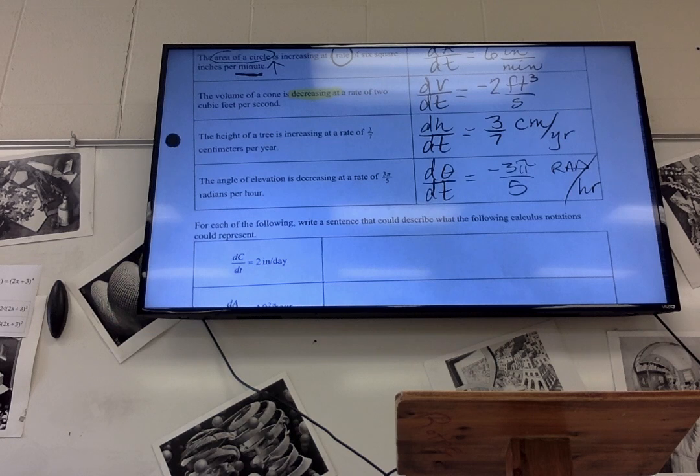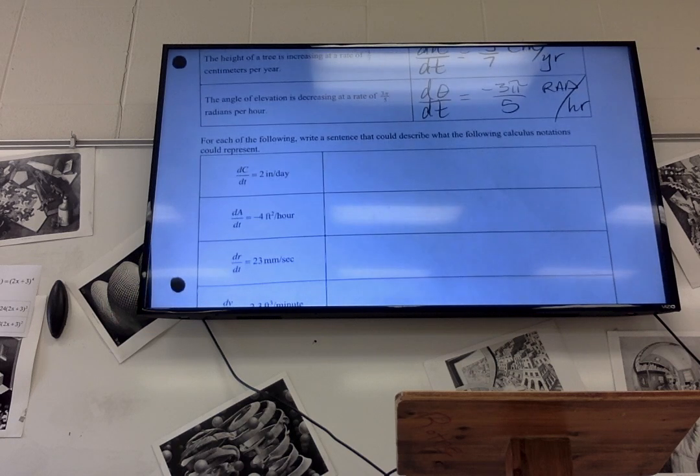Okay, so now we're going the other way. We don't know for sure what these represent, but we can kind of look at the units and get an idea.